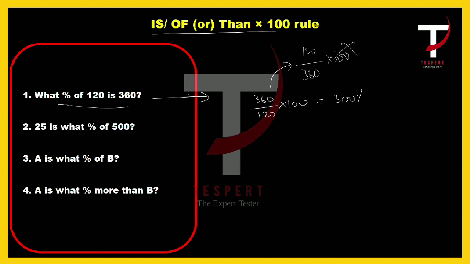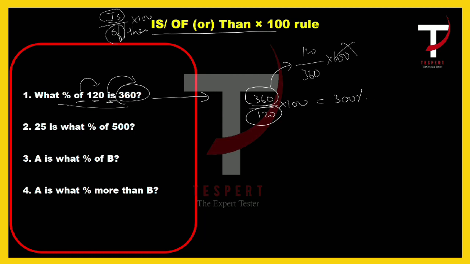So how to avoid this confusion? Here, what follows 'is' is 360. So let me write it, the 'is by of' rule. Whatever number follows 'is' will be in the numerator, and whatever number follows 'of' will be in the denominator. Just remember it like this and calculate the percentage, you will get it.